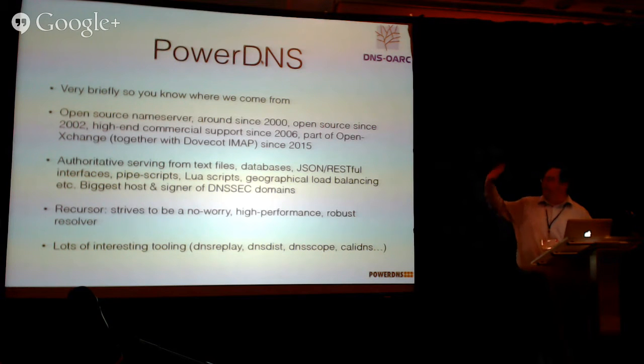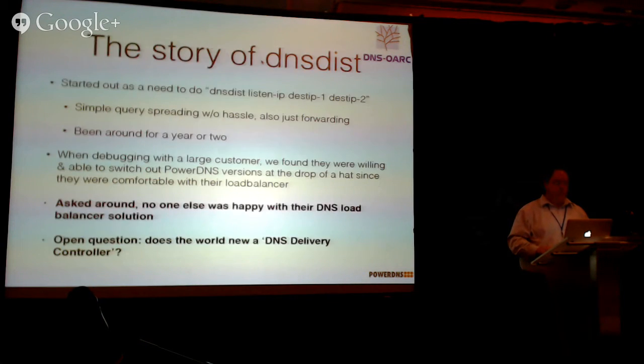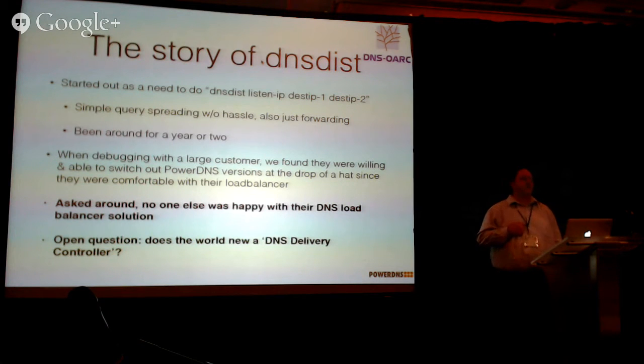So Power DNS can serve data from anywhere to anywhere, and the Power DNS recursor is a resolver and strives to be a no-worry, high-performance, robust resolver. And finally, and I would like to draw your attention to this, we have lots of interesting tooling that is not Power DNS specific, but could still help you in your work, like DNS replay, DNS dist itself, DNS scope makes statistics, Kali DNS is a calibrated query generator, so there's stuff in there even if you're not a Power DNS user.